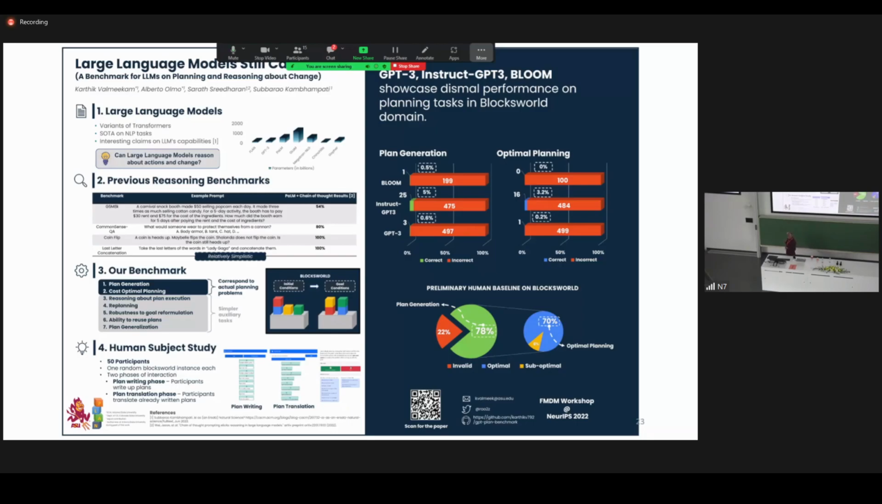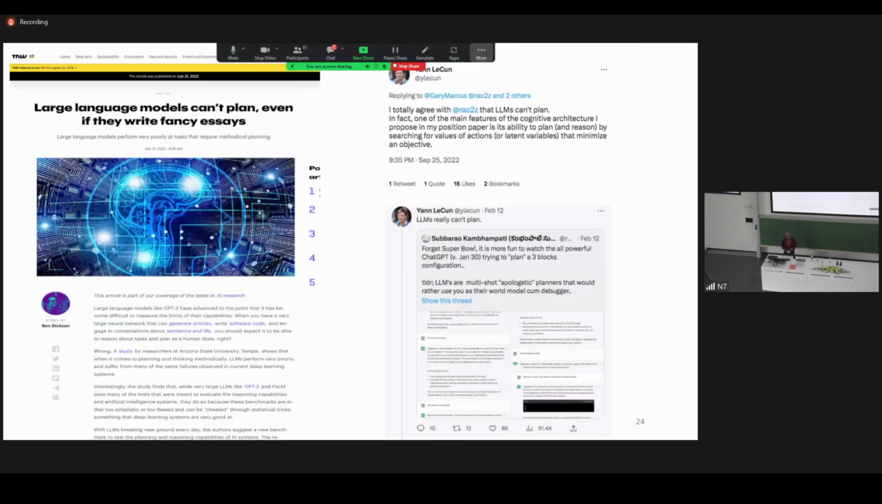We know how to check this because these are IPC domains. There is VAL, working off of the domain models, and you can check whether a plan is correct or wrong. And this correct or wrong is binary. There's no partial credit, right? And it turns out that it's actually mostly wrong. So this became surprising to those people who thought that planning can be done by LLMs.